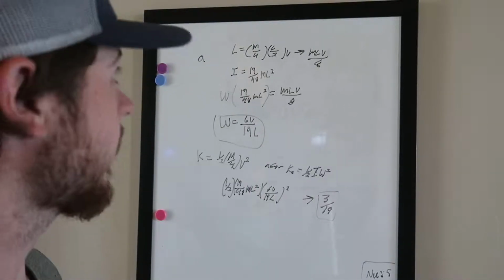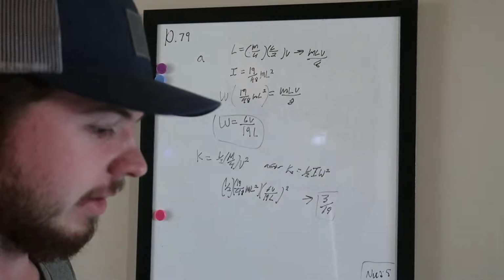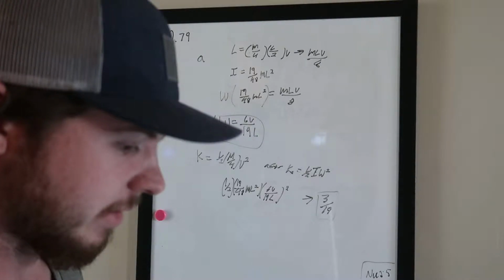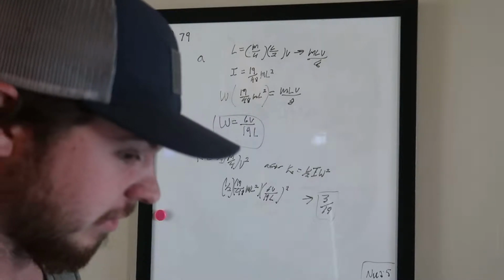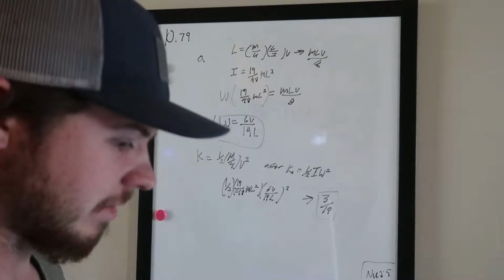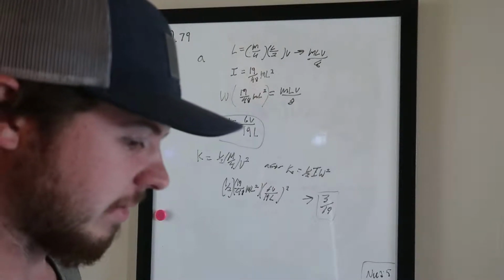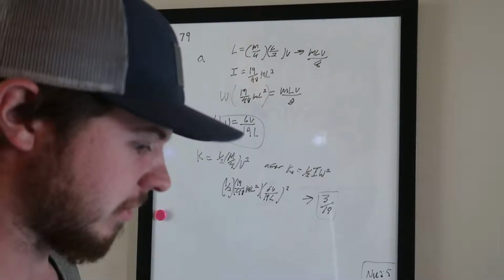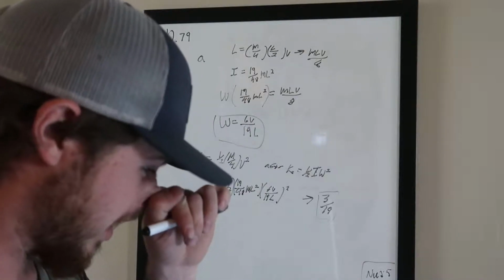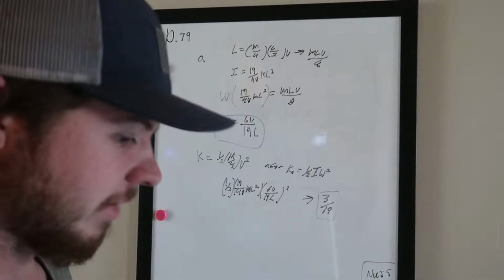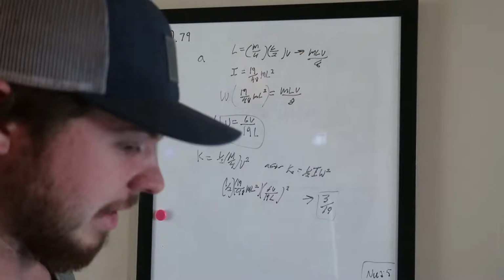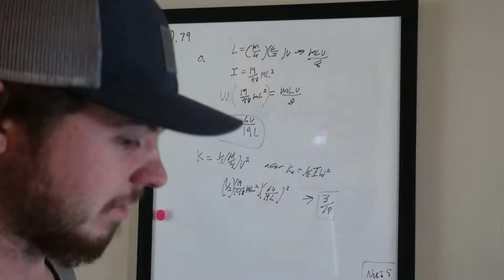Okay, so we're looking at question 79 from chapter 10, and it says, a uniform rod of length L rests on a frictionless horizontal surface, and the rod pivots about a fixed frictionless axis at one end. The rod is initially at rest. A bullet traveling parallel to the horizontal surface and perpendicular to the rod with the speed v strikes the rod at the center and becomes embedded in it. The mass of the bullet is 1/4 the mass of the rod.